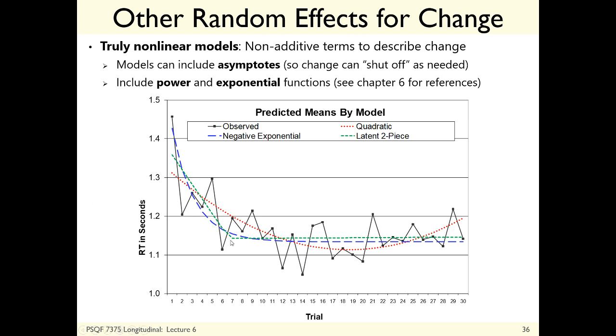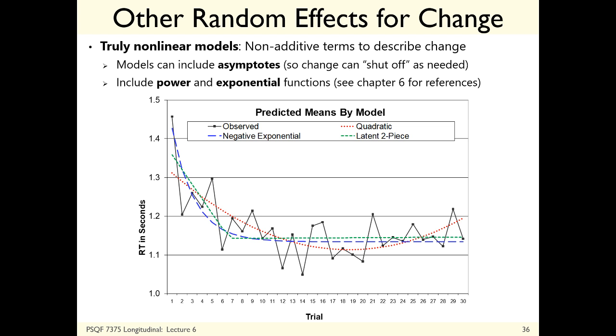The green line is the fit of a latent two-piece where it figured out that the best guess for where the knot should be is slightly after trial 6, and it created a two linear slope model. And this one has a slightly positive slope actually for the second part. It gets closer to what I think is the more reasonable model theoretically, which is something called a negative exponential.